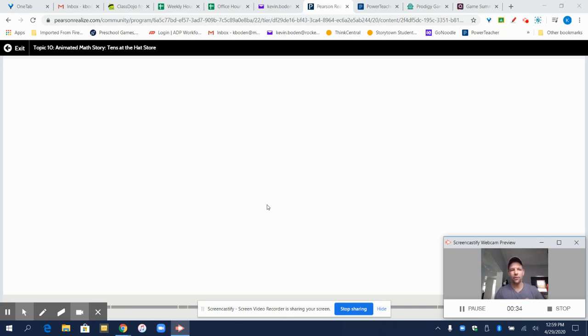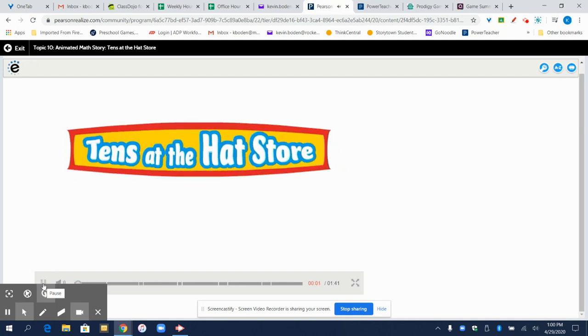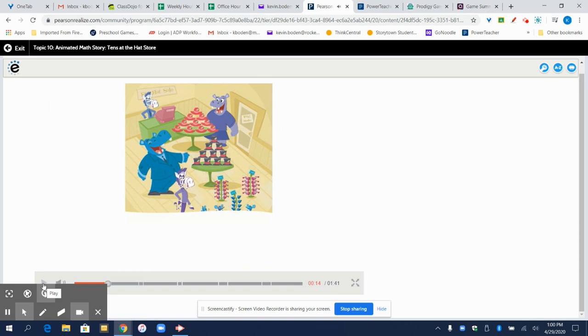We're going to start with a little bit of a review from topic 10, just to remind you of the different ways you can do addition problems, because we're going to do the same thing with subtraction problems. So let's get started. What we're going to do is tens at the hat store. Hopefully this will get your mind going back into what we're looking for. We have to figure out the answers to these equations.